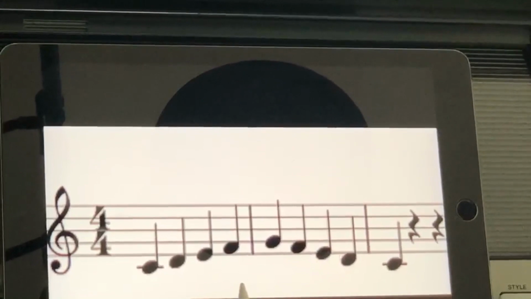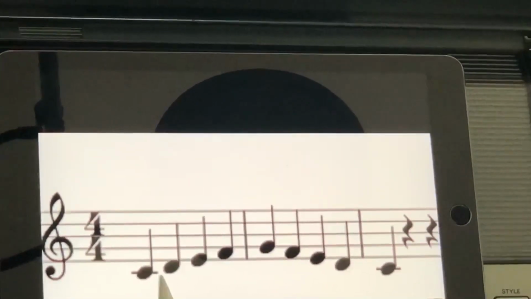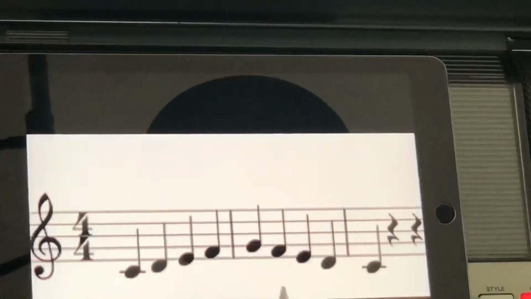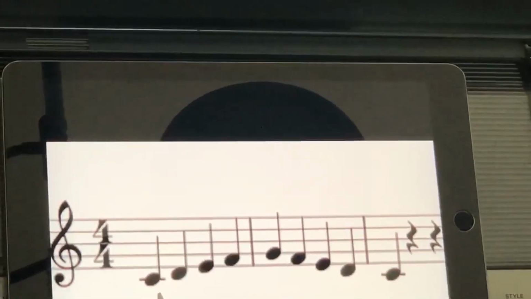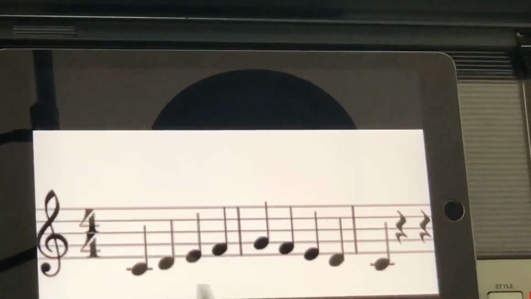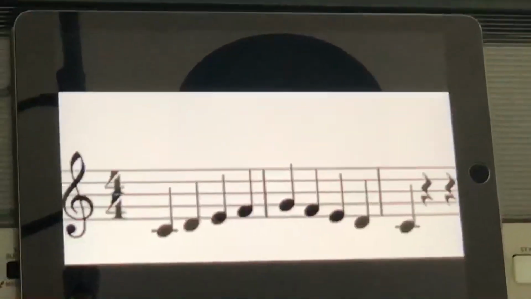The note on the first line will always be an E, and you can always start from there. Or there's another place you can start. Over here, if you see this pattern, it is not on any line. It is a C. This is always the middle C, which is this note.